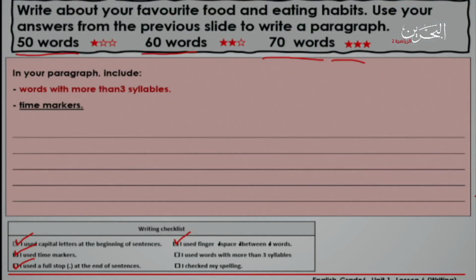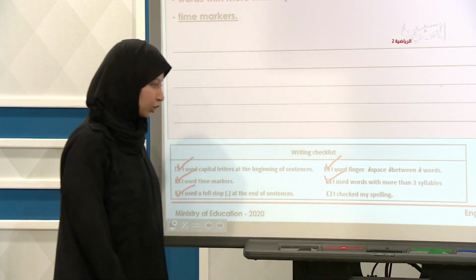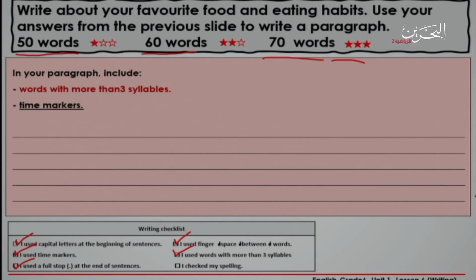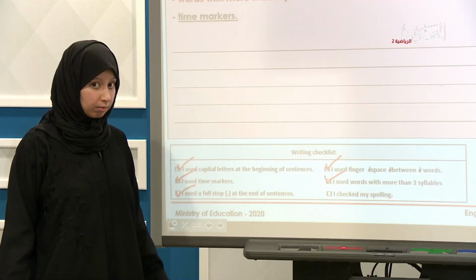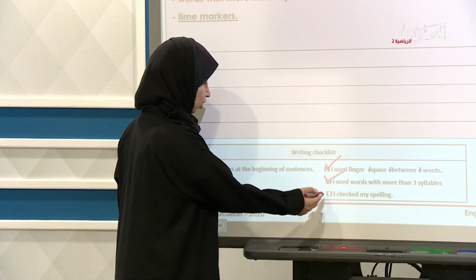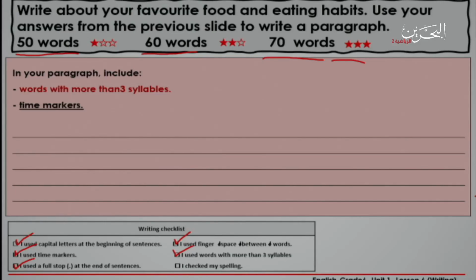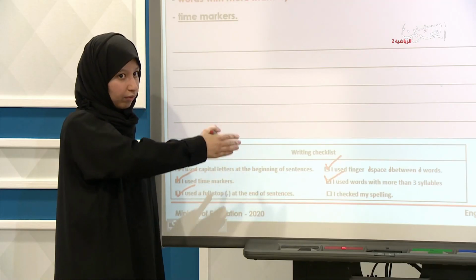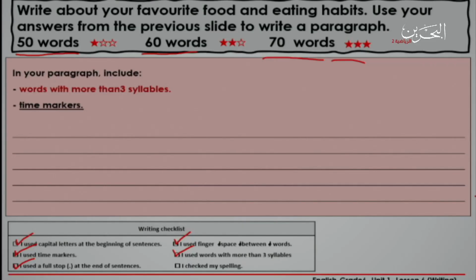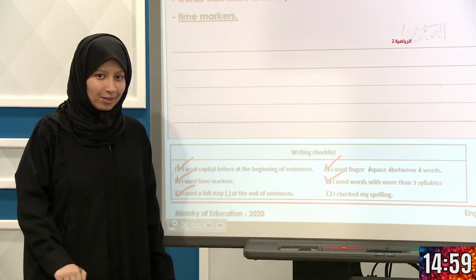I used finger space between words. I used words with more than 3 syllables. I checked my spelling. I didn't check my spelling. I just only write the paragraph without checking my spelling, so I don't put tick here. Remember that you check the checklist down right after you write the paragraph. You do this task at the end after you finish writing the paragraph. You'll be having 15 minutes to do this exercise.